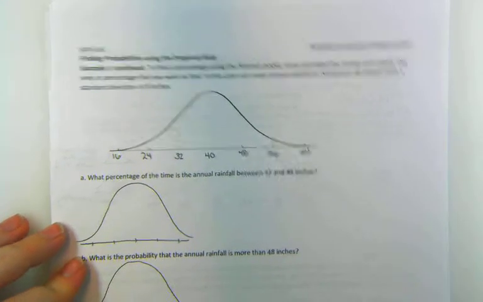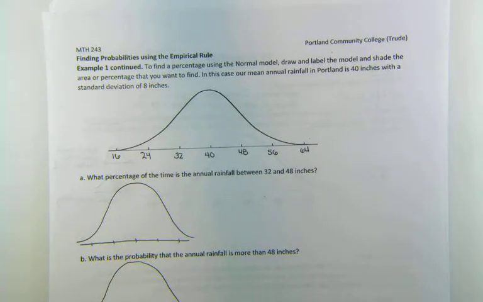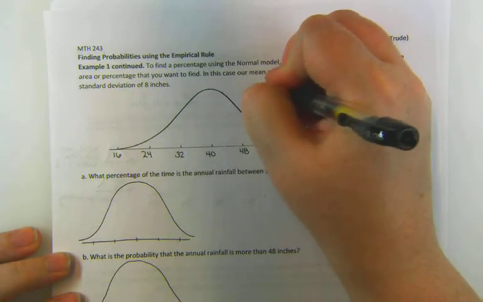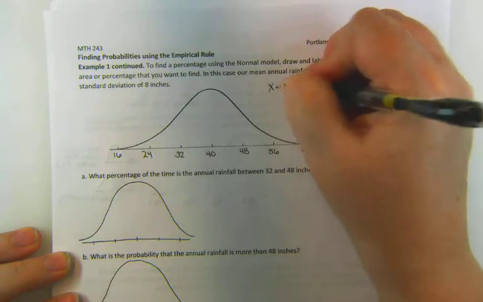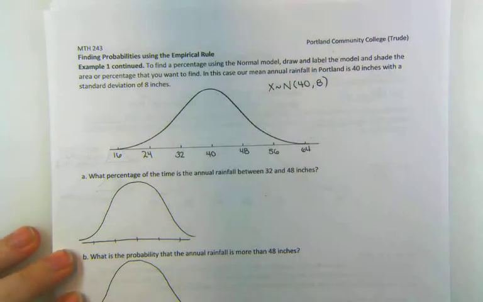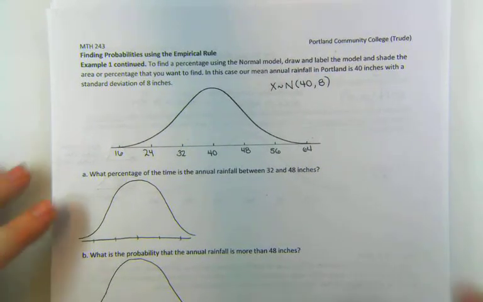So using our empirical rule, what we want to do is look at these different probabilities. We're going to be working with that rainfall in Portland again with that mean of 40, standard deviation of 8. So we end up with this normal curve for our rainfall, centered at 40, standard deviation of 8.